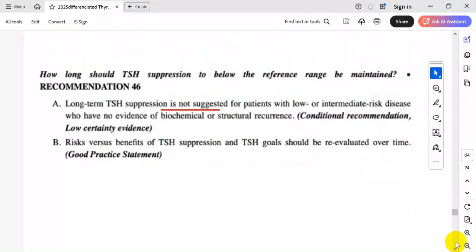How long should TSH suppression to below the reference range be monitored? Long-term TSH suppression is not suggested for patients with low or intermediate risk disease who have no evidence of biochemical or structural recurrence, but risks versus benefits of TSH suppression and TSH goals should be re-evaluated over time.